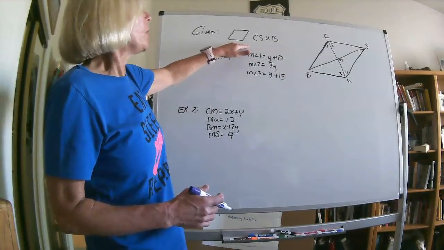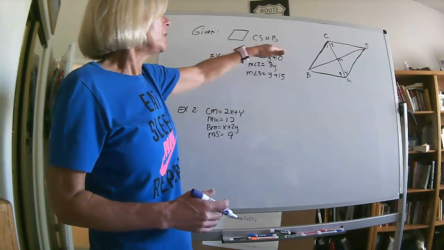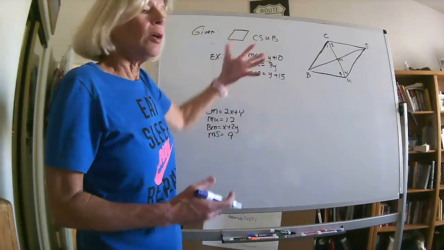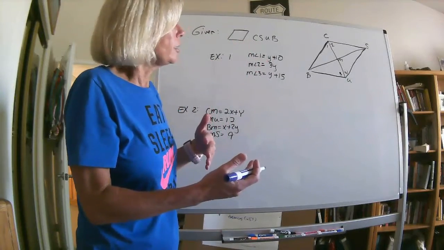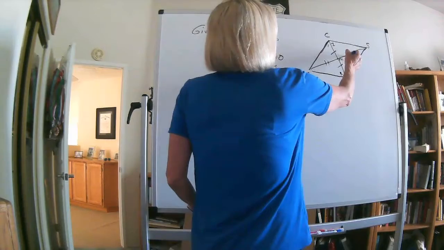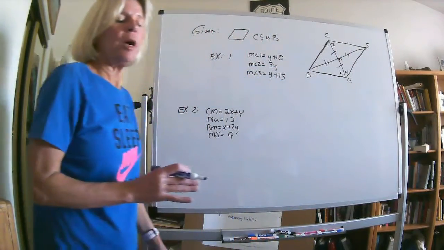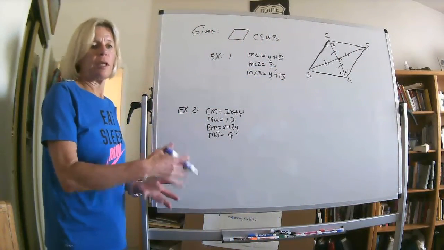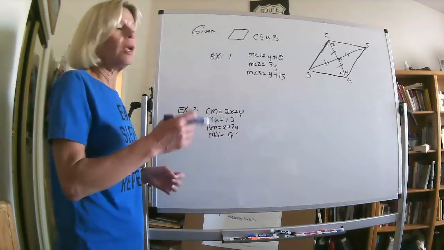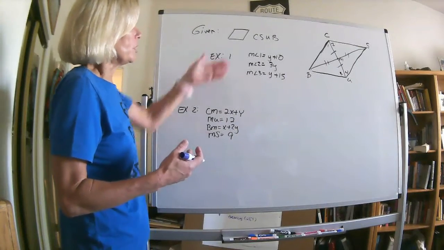Here I have parallelogram CSUB. Now I put my diagonals in. I know the diagonals bisect each other, and I still have all of my other properties: opposite sides parallel, opposite sides congruent, angles, and so on. I'm going to do a little bit more with this.